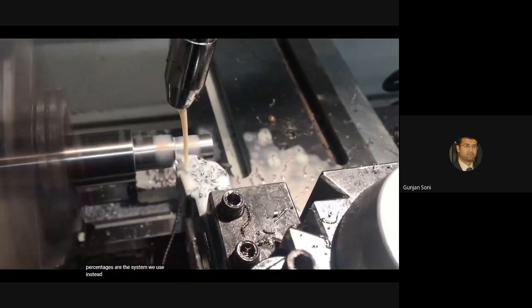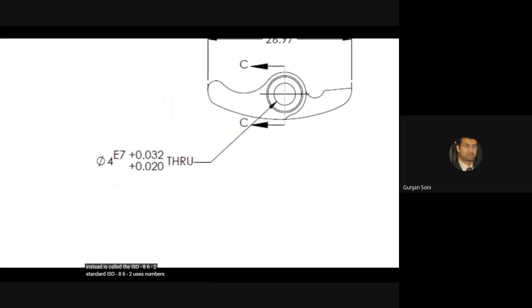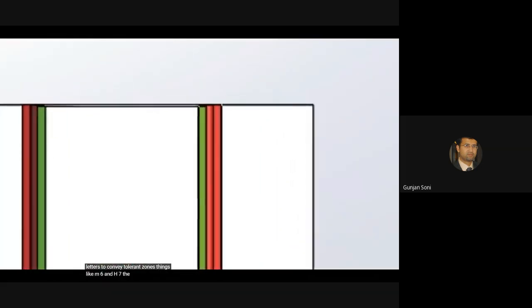The system we use instead is called the ISO 286-2 standard. ISO 286-2 uses numbers and letters to convey tolerance zones, things like M6 and H7. The number, also known as the International Tolerance Grade, roughly indicates how large the tolerance zone is, and the letter indicates roughly where it is.